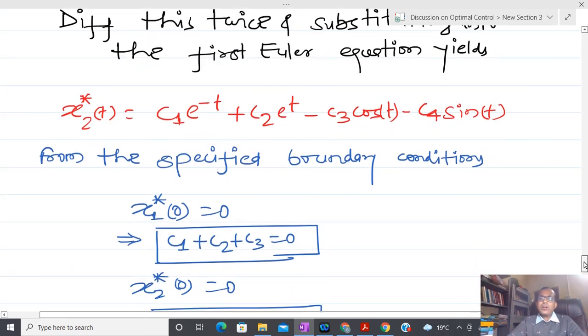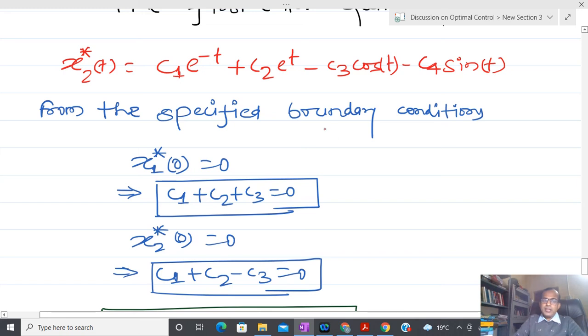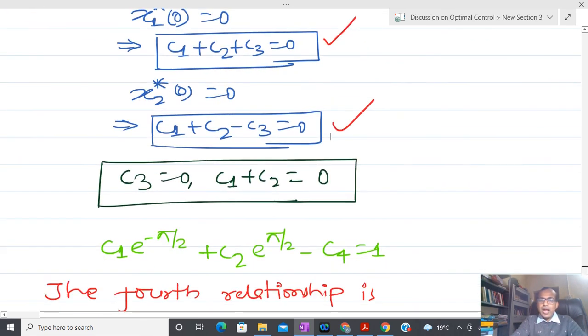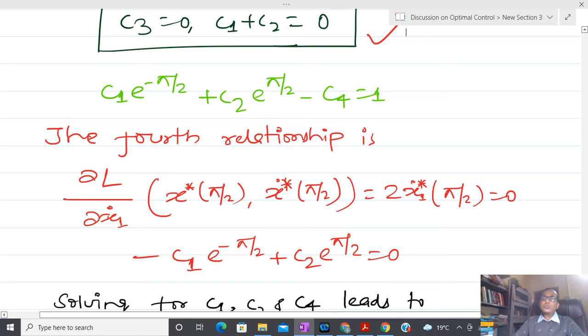And after that, now we are specifying the boundary conditions. You can see that I have specified that x1 star 0 is 0, x2 star 0 is 0, and based on that I am able to establish a relation between c1, c2 and c3. So I actually get this kind of relationship, and after that I have to generate some kind of boundary condition.